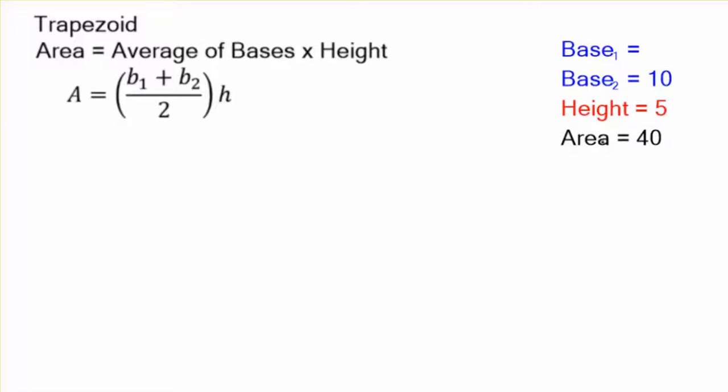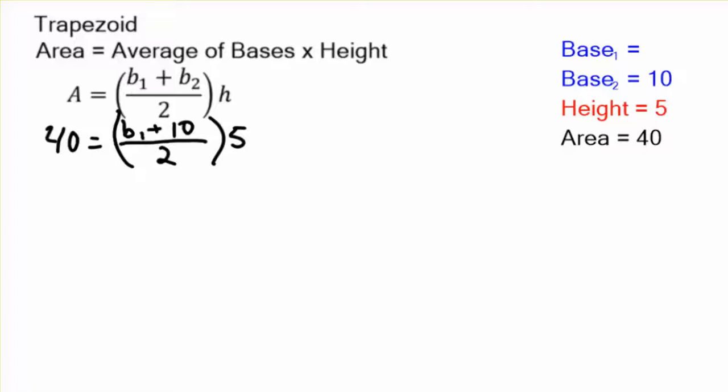What if they don't give you one of the bases? What if they give you the area, but they don't give you one of the bases? Well, you use the formula and solve. Instead of area, write the 40. And write B sub 1 for something you don't know, plus B sub 2 is 10, divided by 2, times H, they give you 5.